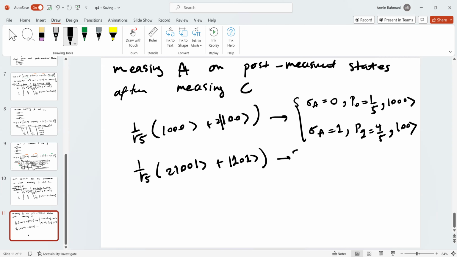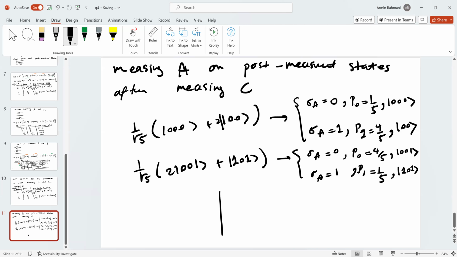Now, if I measure A again, I can get 0 or 1. 0 occurs with probability 4 over 5. 1 occurs with probability 1 over 5. And these are conditional probabilities, right? If I have that state, which means if I did get 1 when measuring C, and then this gets projected to |001>. This gets projected to |101>.